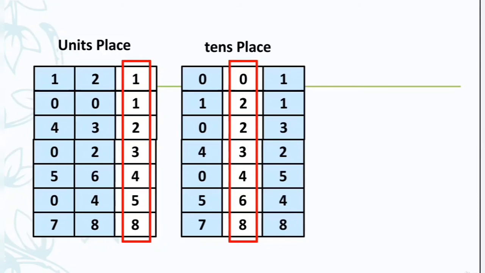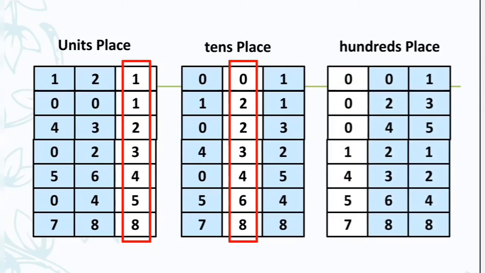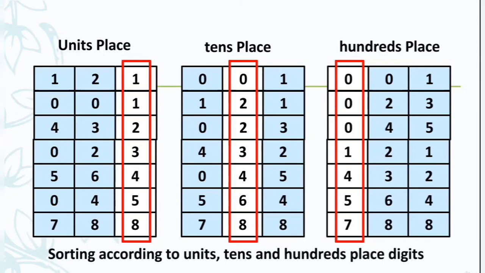After this, we need to compare the elements for the 100 place. And after doing that, we get the elements as 0, 0, 0, 1, 4, 5, 7. And now, seeing this, we can say that the elements in my array are sorted. As you can see, 1, 23, 45, 121, 432, 564 and 788 are in ascending order. So we can say that now the array is a sorted array. So this is how sorting according to units, tens and 100 place digits works. That is, it is a radix sort.